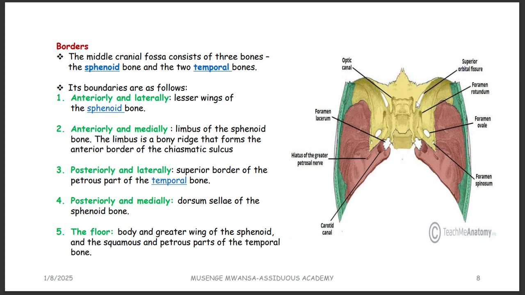Superior orbital fissure is going to open in the eye. In the lesser wing, you also have what we call the optic canal. This is also opening in the eye together with the superior orbital fissure.